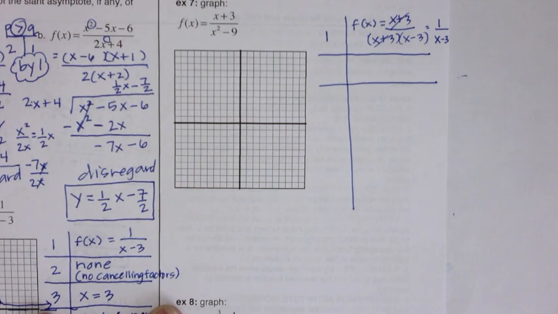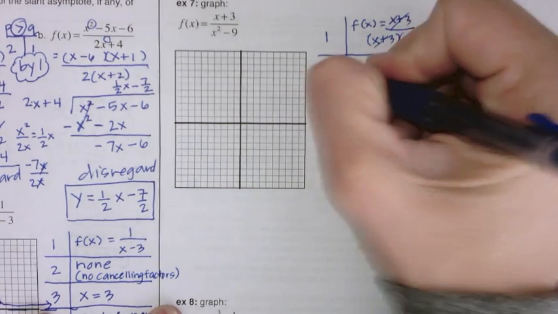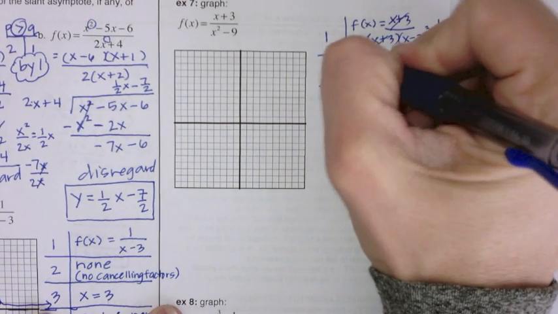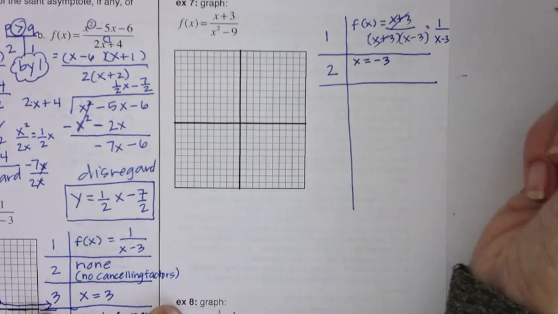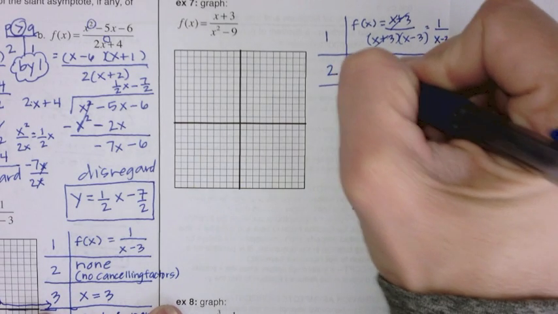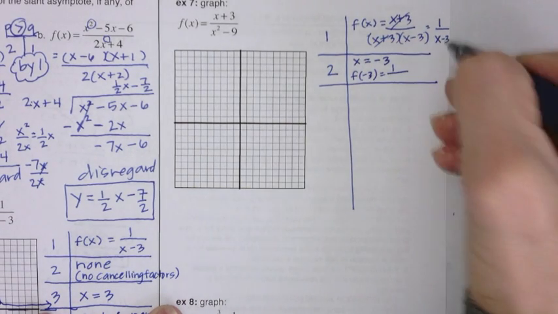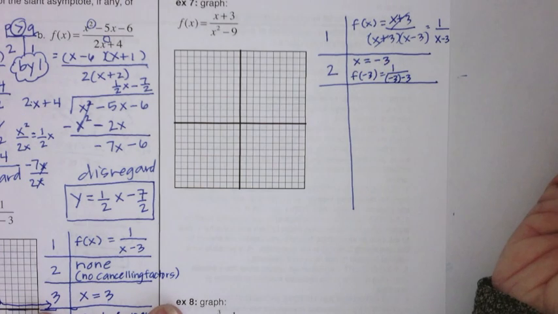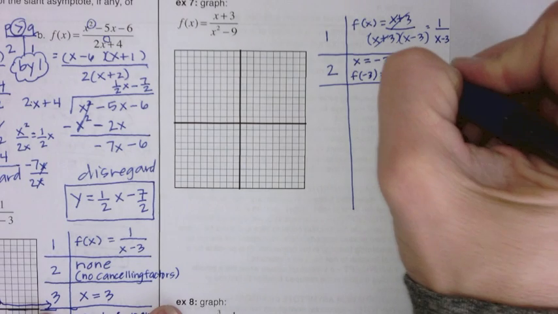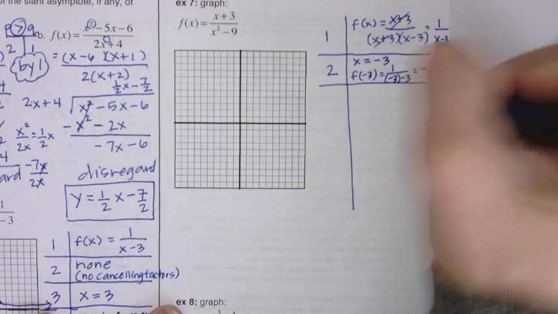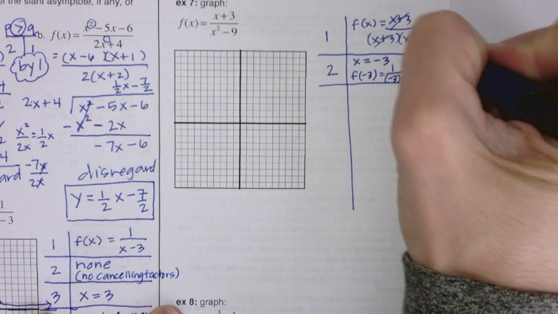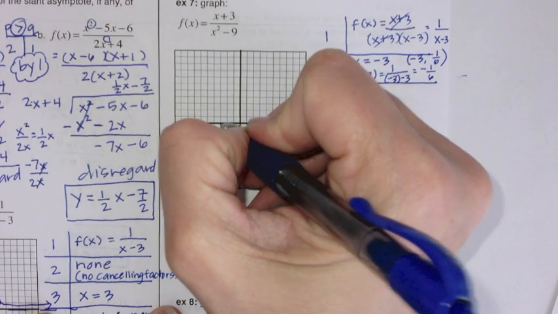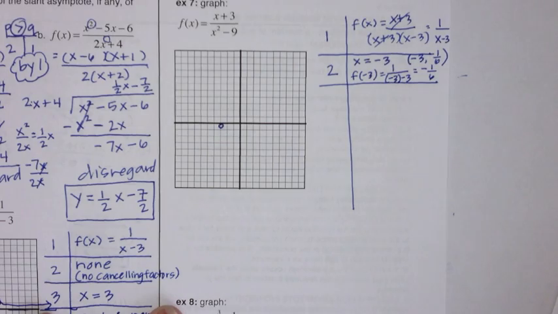Then what I'm going to do next is find the holes. Since x plus 3 was a canceling factor, there's going to be a hole at x equals negative 3. To find the coordinates, I'm just going to plug negative 3 into the new reduced function. If I plug it into the old function, I'll just get undefined because I'll have division by 0. And I get negative 1/6. So my hole is at (-3, -1/6). And I'm actually going to go plot that right now because I don't want to forget to do it. So that's where my hole is.